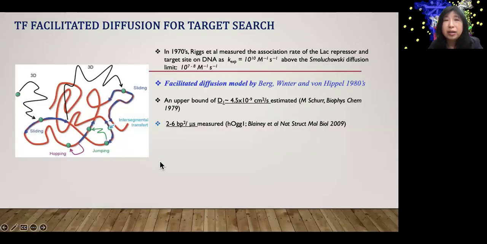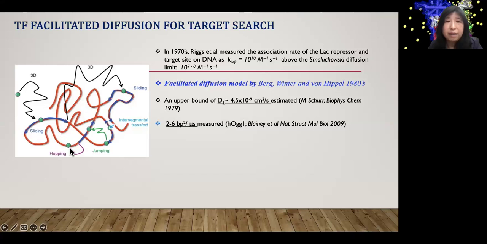Okay, so this target search problem was brought up in the last century, in the 1970s, as people realized some transcription factors can locate their targets about 1 or 2 orders of magnitude above the diffusion limit. So the theory suggests this facilitated diffusion model, where the protein combines its 3D search with 1D sliding, hopping, jumping, or intersegment transfer.